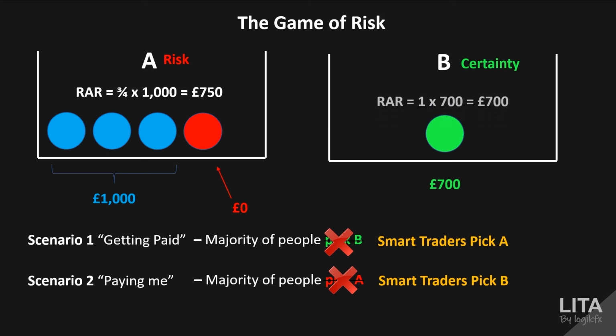Then, in the second box, if we look at the risk-adjusted return in B, which is £700, there is only 1 ball. So the probability is 100%, and we multiply that by 700, and we get £700. So on a risk-adjusted basis, which box has the highest payoff? Is it box A or box B? Well, it's clearly box A. It's higher than box B by £50.